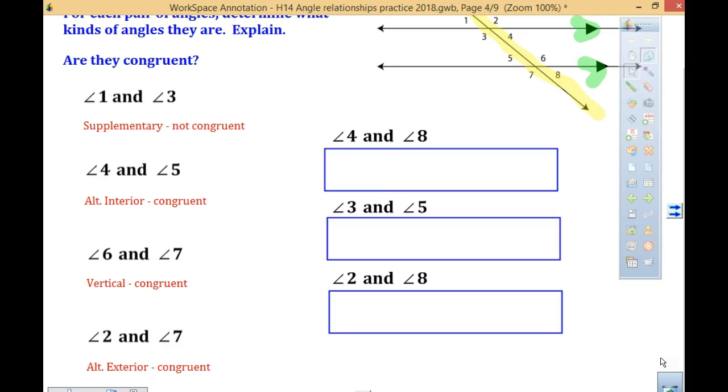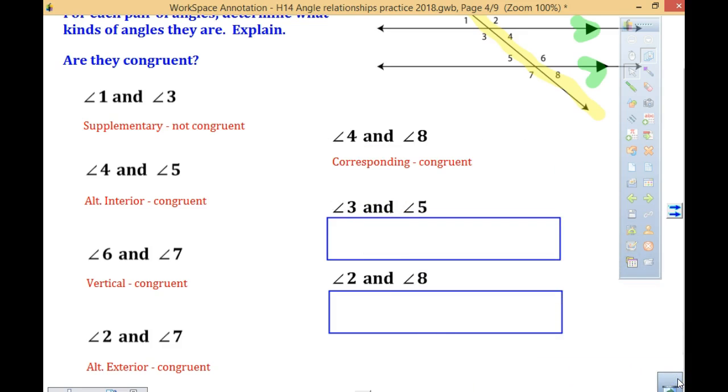I'm now looking at 4 and 8. As I look at 4 and 8, will they be the same measure? Will they? Yes. And do you know the name? Corresponding. They will be congruent. They are corresponding.